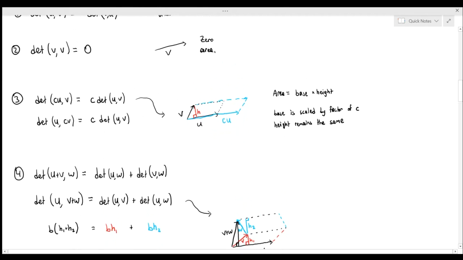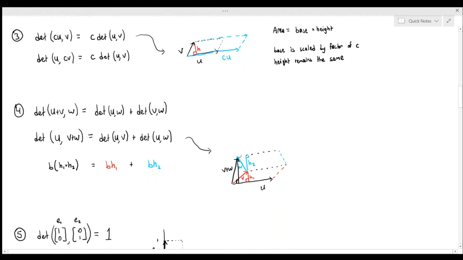Here's a third property of the determinant. Here we have the vectors u and v, and u is being multiplied by a scalar c. When I multiply one of the vectors by a scalar, the determinant is going to be scaled by a factor of c as well. Likewise, if I scale v by c, then the determinant of u and v gets scaled by c to reflect that.